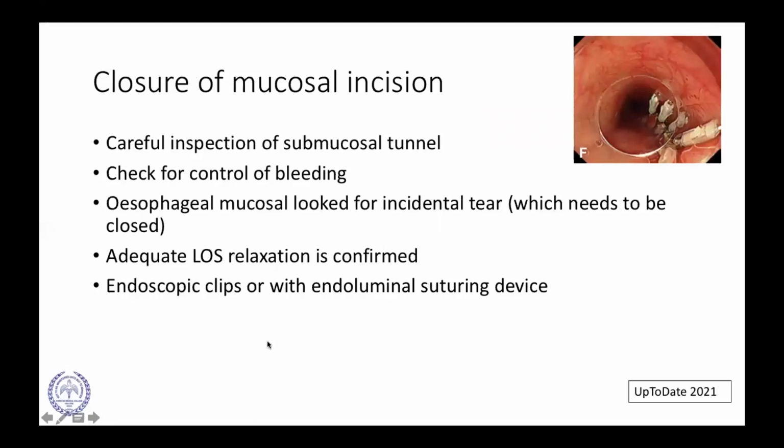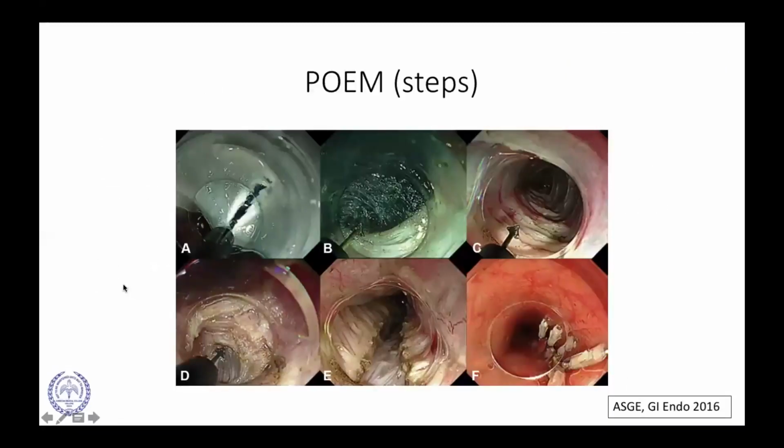The final step is the closure of the mucosal incision. The submucosal tunnel is carefully inspected for bleeding points, which are tackled. The esophageal mucosa is looked at for incidental tears, which need to be closed. An adequate LOS relaxation is confirmed, and the incision is closed using clips or a suturing device. So to recapitulate the steps involved in POEM: mucosal incision, creation of a submucosal tunnel, myotomy, and mucosal incision closure.